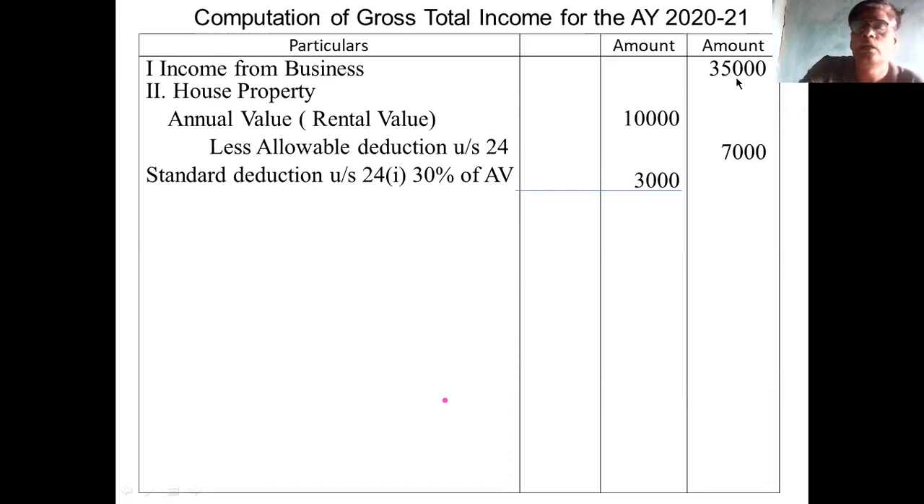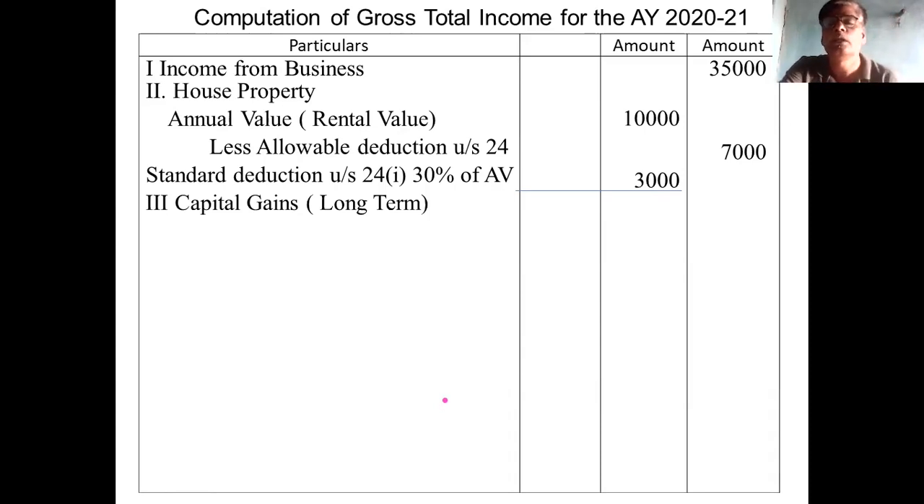While recording in your book, you take house property first and second you take the business. And third is capital gain. Long-term capital gain is given in the problem. Computed means calculated. There is no need of calculation once again.